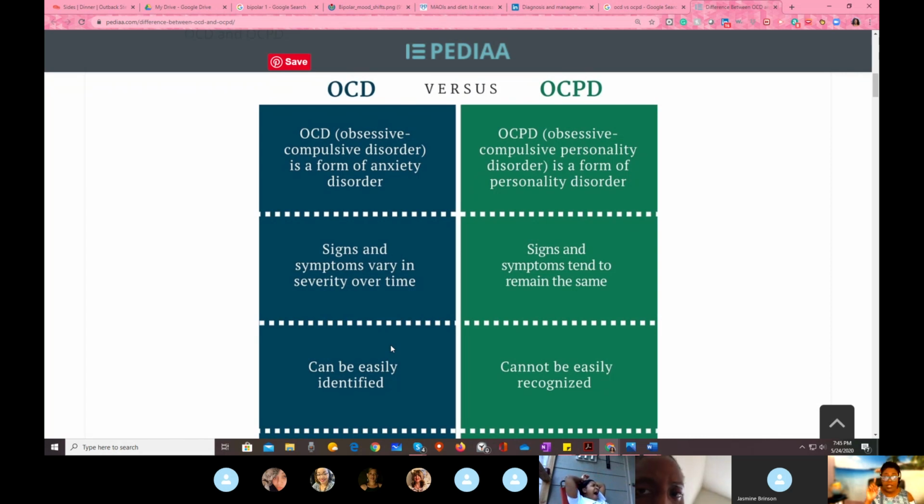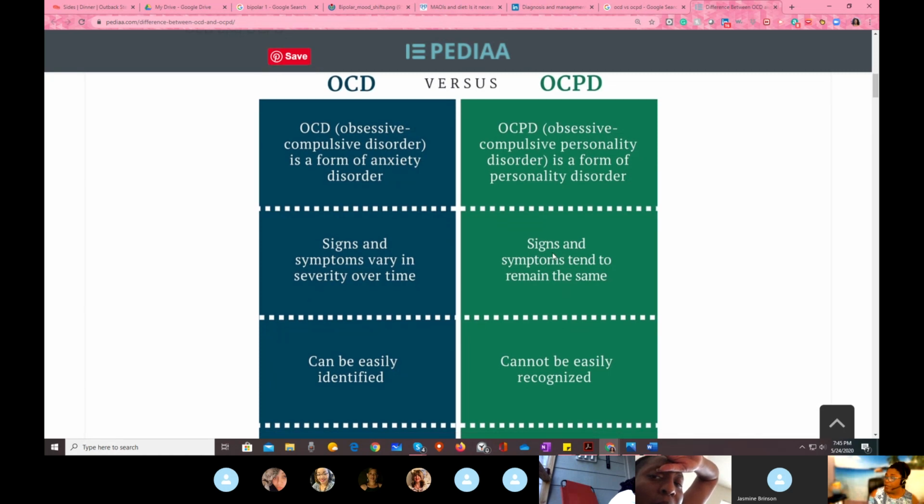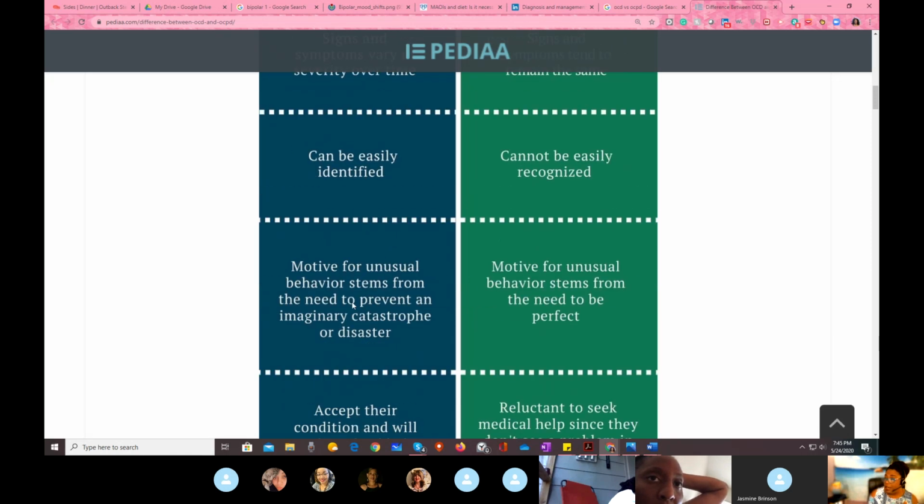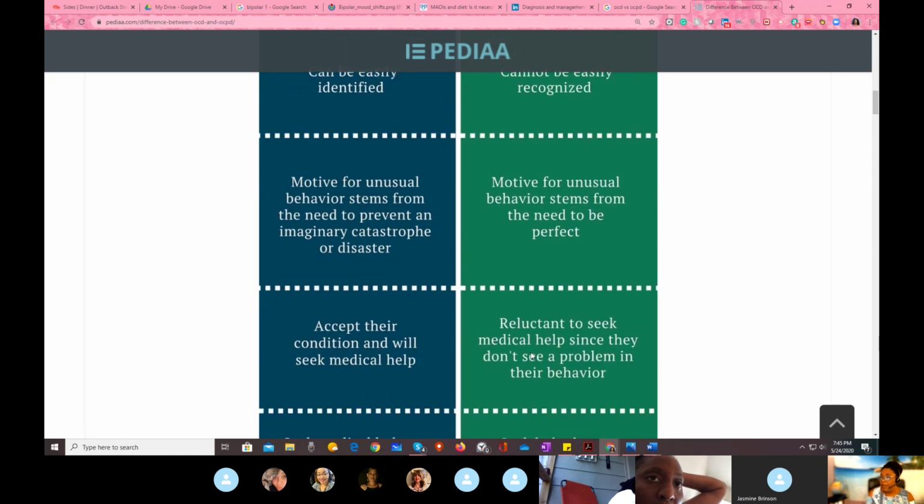Okay, my OCPD people, they strive for perfection. On the test, if it's the person who will turn in work late, they're OCPD. It's their personality disorder. Okay, so my OCD, it will get worse with the anxiety. OCPD, not going to change. Easily recognize OCD. Okay, so again, OCD stems from something awful is going to happen. There's going to be a catastrophe.